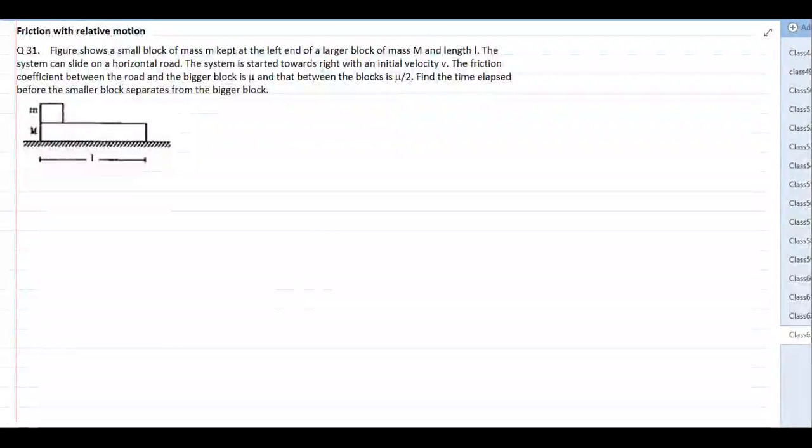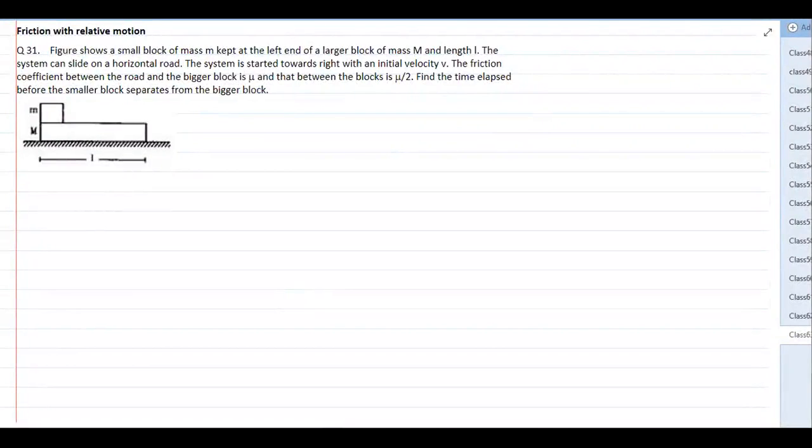Figure shows a small block of mass m kept at the left end of a larger block of mass capital M and length L. Okay, so this is the larger block and the length is given; a small block is kept on it. The system can slide on a horizontal road. The system is started towards the right with initial velocity, meaning the whole system is moving with initial velocity v.